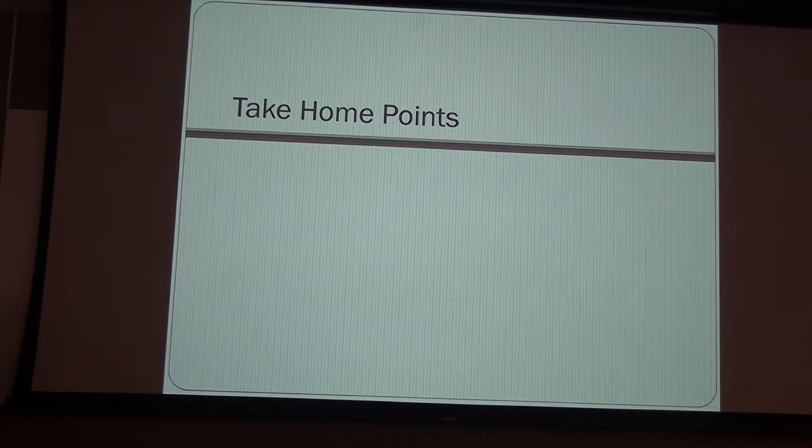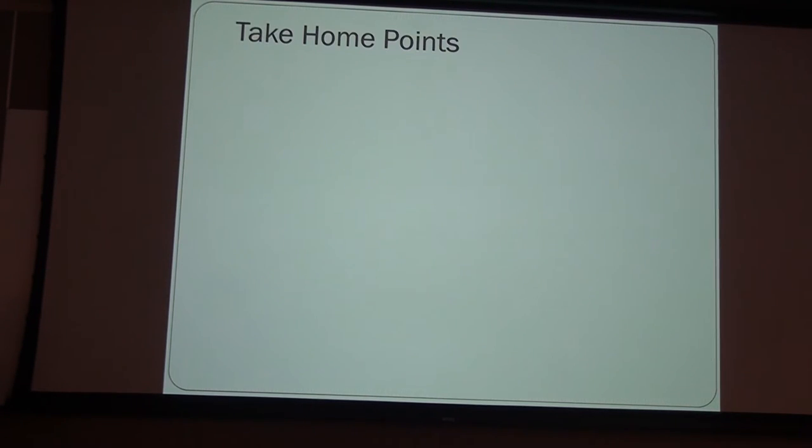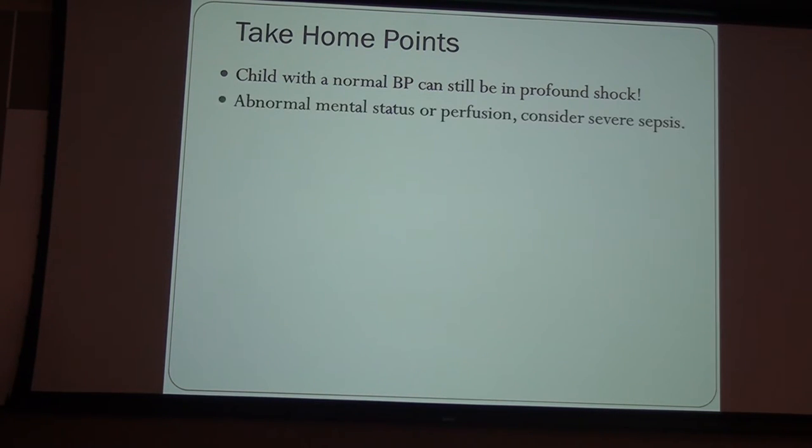All right, so take home points. Remember that children with a normal blood pressure can still be in profound shock. Their heart rate increases a lot, their systemic vascular resistance increases a lot. They might not be hypotensive, but they may be about to be hypotensive and dead. So remember, they don't have to be hypotensive.